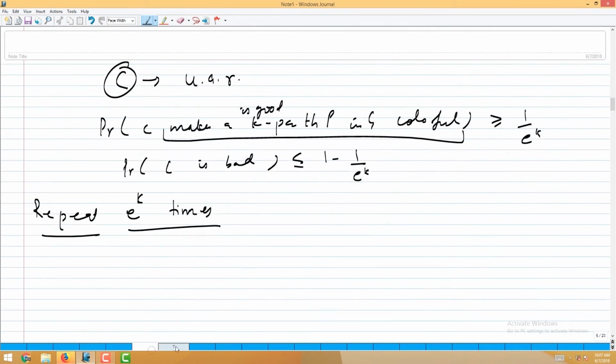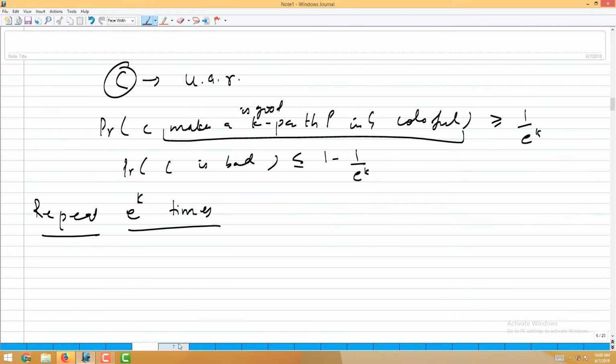It is what? Sorry? 1 minus 1 by e to the power k can be bounded by e to the power minus 1 by e to the power k. So we'll worry about this bound. Like, what is the expression? How do you get 1 by e? What is the first step of the expression?